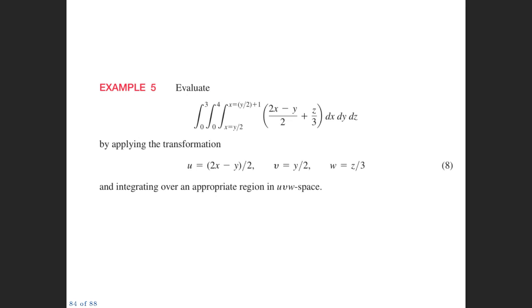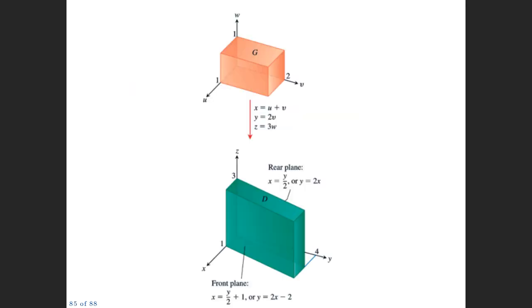Let's do one final example. This is the final example in today's lesson. Evaluate this triple integral by applying this coordinate transformation and then integrating over an appropriate region in the UVW space. First, we show you the pictures. We're going to be converting the green region D, that's the one we're starting with, into a new region G.